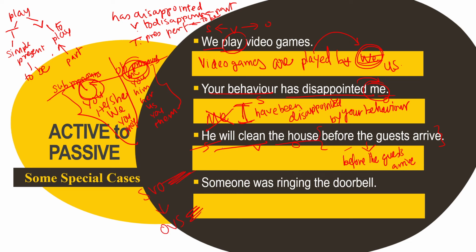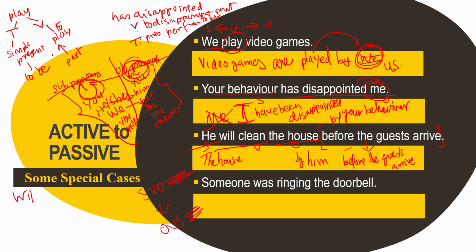Okay, so now we proceed as normal. Put the object in front, the house. When you put he at the end, it will become him, the same way we became us. He has to become him, because you're going to get a by here. By he is not correct. By him.